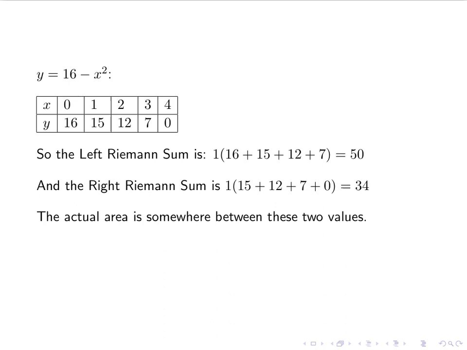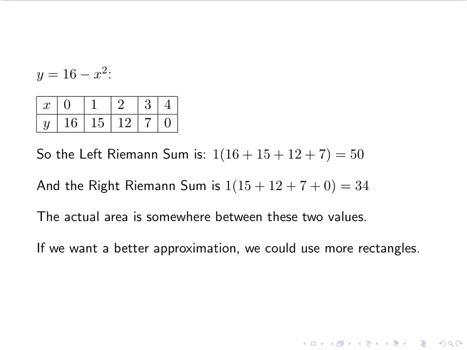The actual area is somewhere between those 2 values. Okay. If we want a better approximation, because somewhere between 34 and 50 isn't that great of an approximation, we could use more rectangles. Right? The more rectangles I make, the better the approximation under that curve.